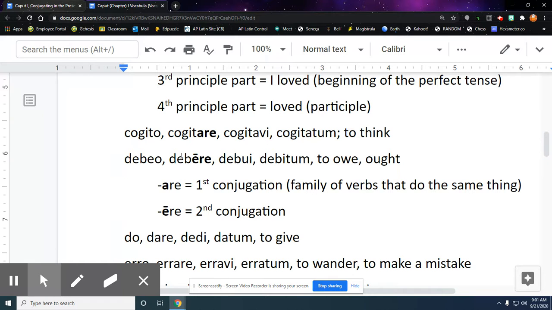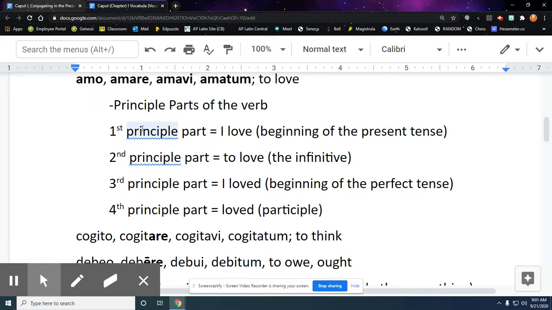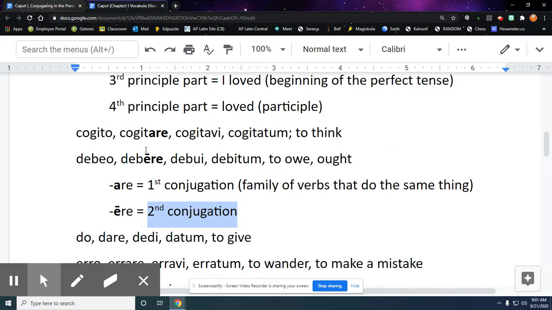we learned that there are basically two types of verbs on this list. If a verb ends in ARE in the second principal part, it is a first conjugation verb. If it ends in ERE with this long mark or macron, it is a second conjugation verb. We're going to see today what that means and how that changes the verb. So every verb on this list is either ARE or ERE with a long mark, first or second conjugation.